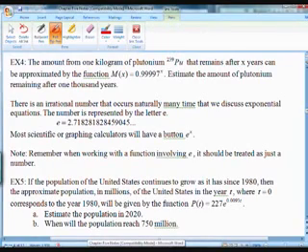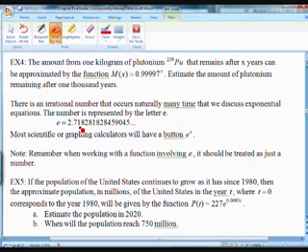Let's talk about e now, and hopefully you remember e from Algebra 2. It says there's an irrational number that occurs naturally many times that we discussed when we discussed exponential equations. The number is represented by the letter e, and e is equal to, there's your approximation, similar to pi, 2.718281828459045, and so on and so forth.